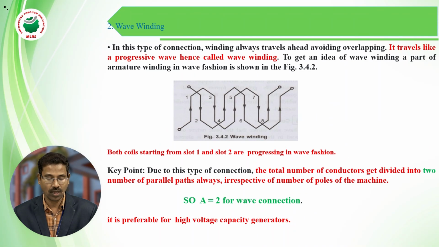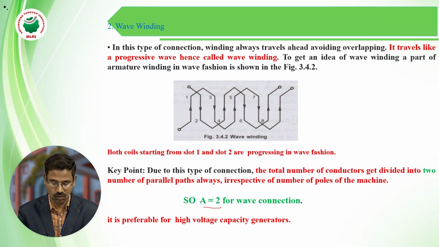Next one is wave winding. What is meant by wave winding? In this winding, the armature winding is connected in the form of a wave. That's why this winding is called wave winding. This winding is also called series winding. In wave winding, the number of parallel paths is equal to 2, which is independent of the number of poles of the machine.